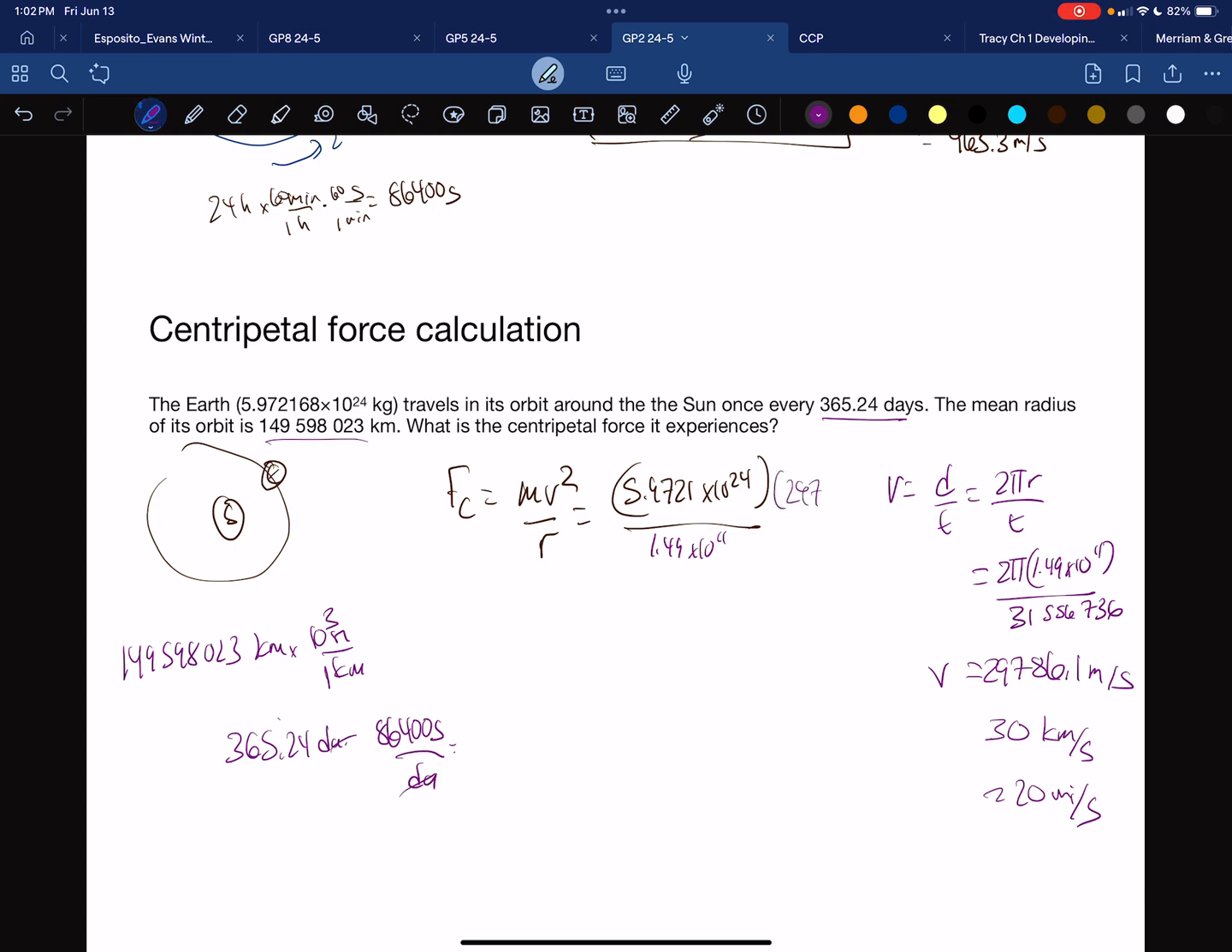So 29,786 squared. Square that, multiply it by 5.9721 times 10 to the 24th, divided by 1.49598023 times 10 to the 11th. And we get a centripetal force of 3.54 times 10 to the 22nd newtons. So that's how we would do that calculation. Now, this centripetal force should be equal to the force of gravity, because the center pointing force that's causing this is gravity. And that's all that we need to know about centripetal force.